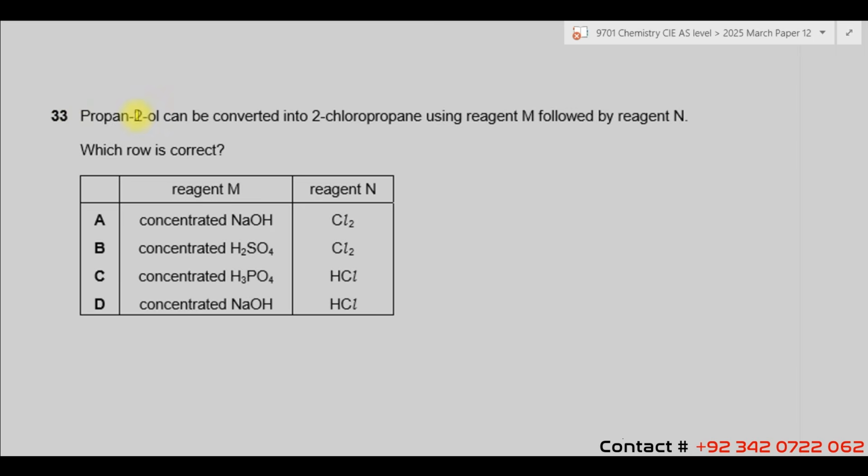Question 33. Propan-2-ol can be converted into 2-chloropropane using reagent M followed by reagent N. Which row is correct? Okay, let's draw the structures. Propan-2-ol has 3 carbons. On second carbon we have alcohol. It can be converted to 2-chloropropane. So this OH is converted into chlorine.